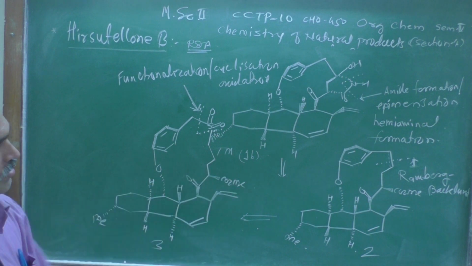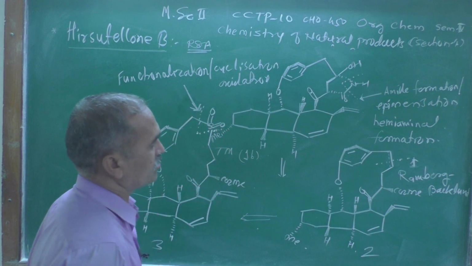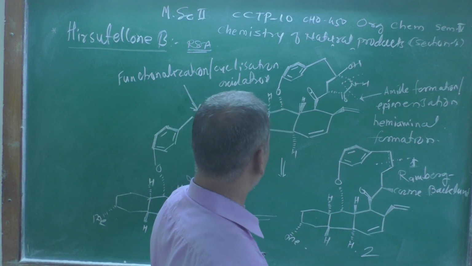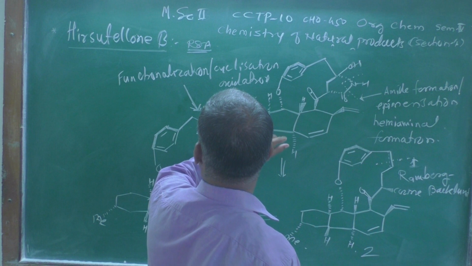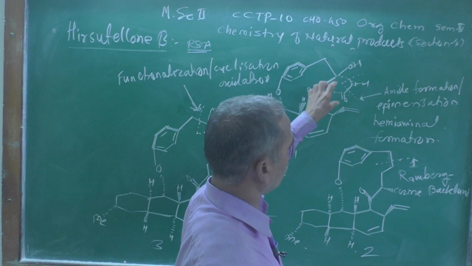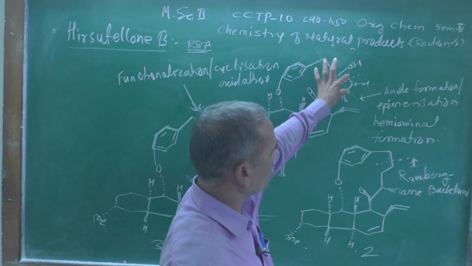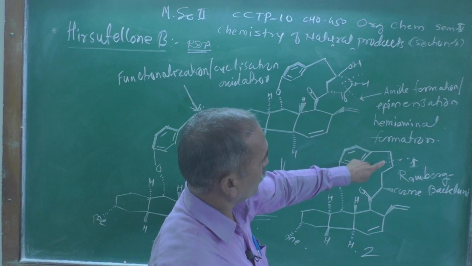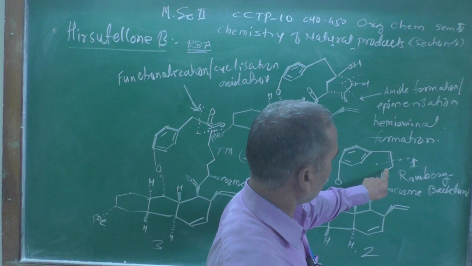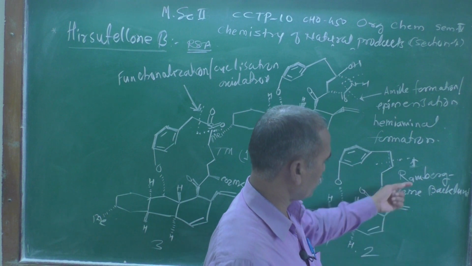So many times we forget that double bond, so you should keep all the stereochemistry as it is. Only where the changes are made, the three changes will occur. Remember, this is the structure of hirsutellone B, and in that hirsutellone B we recognize the amide formation or epimerization or hemiaminal formation, and those are the changes we carried out over here. After carrying out this approach, here we got the compound number 2.